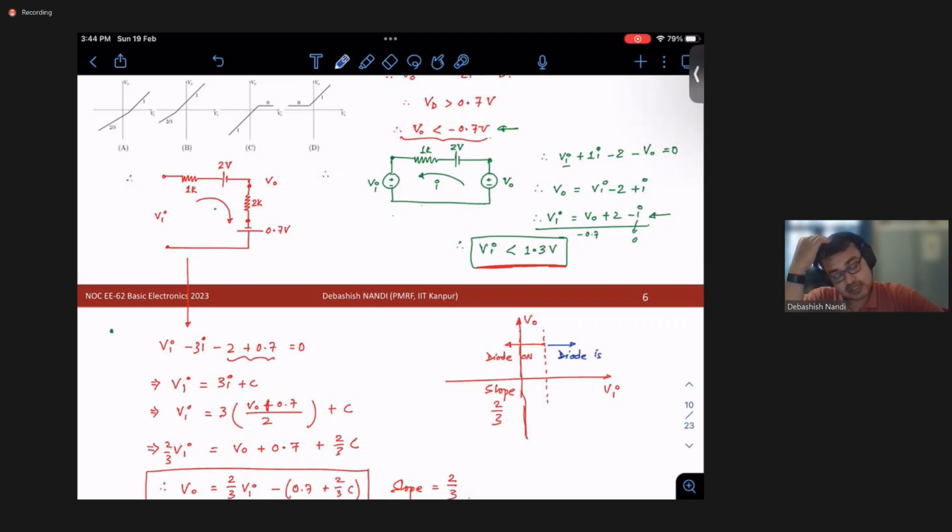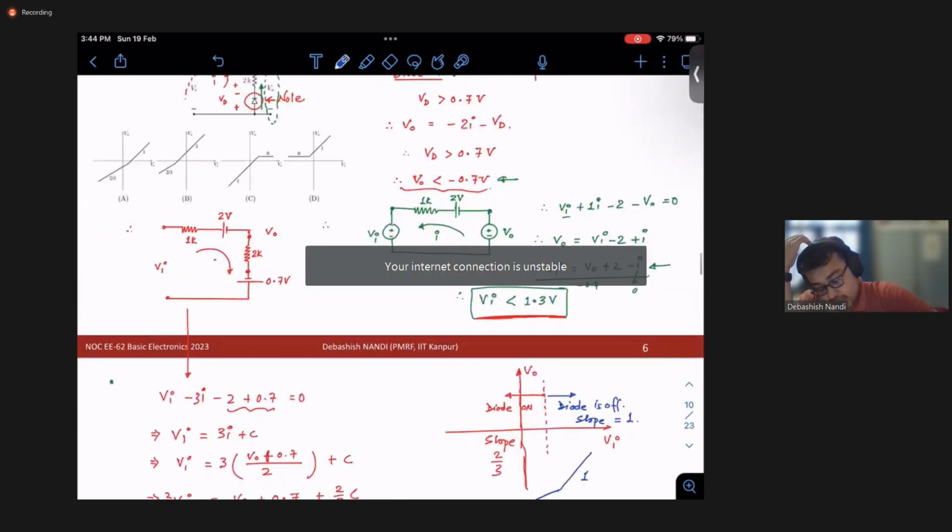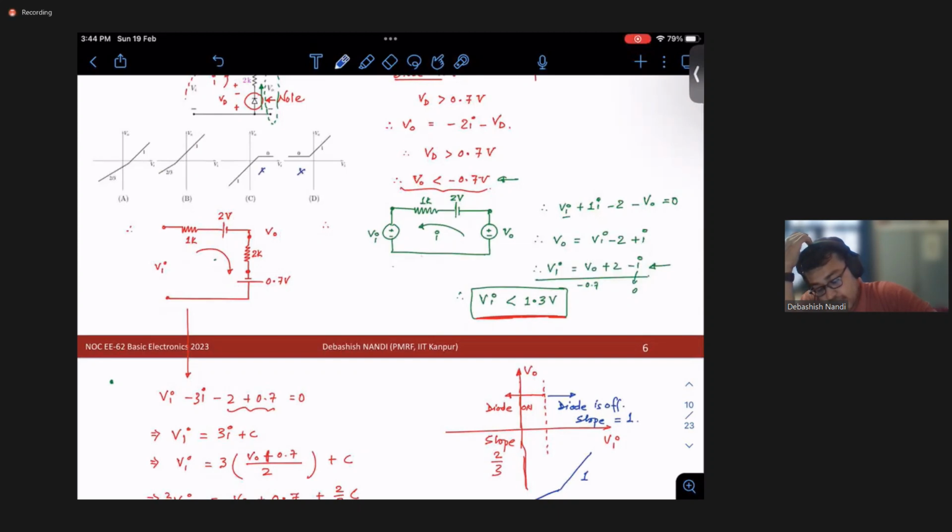So if you just see from the options, this line will be much steeper, and then there will be 2 by 3 and this. So let us find out for this shape. This option is not right, not right. We have option B and option A, right? But option A would suit us because the range of Vi for which the diode is on is less than a certain positive voltage, around 1.3 volt. So this will be the right option.